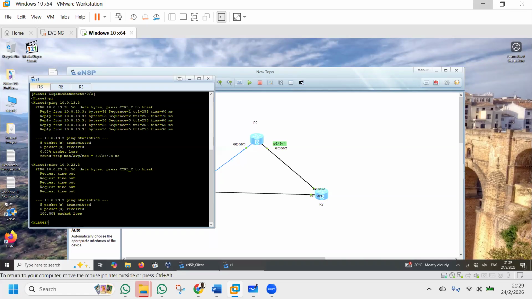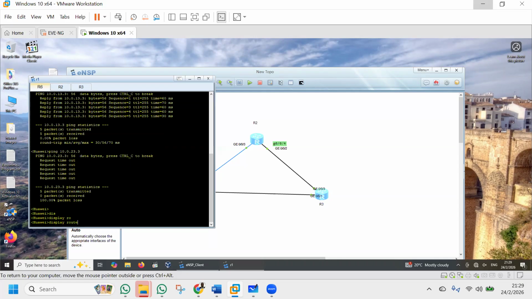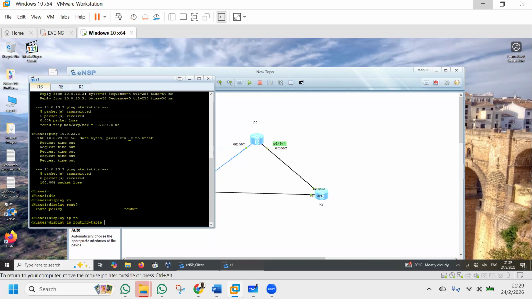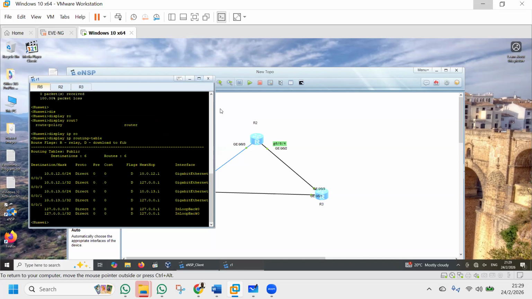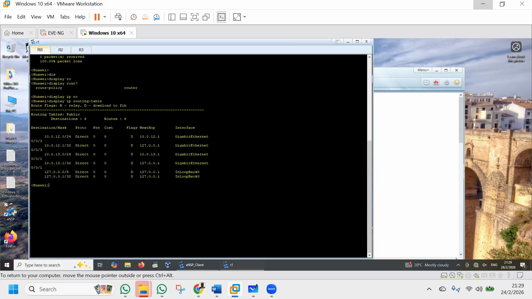Okay, so this is R1. So if I display the routing table, display IP routing table, right? If I display that, what do I have here? A routing table is a table which basically shows us what the router knows. So router one knows this network 12.0, and 12.0 has this interface configured to it.